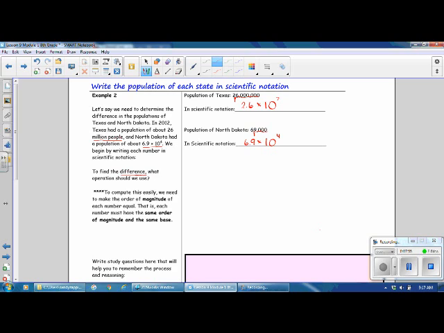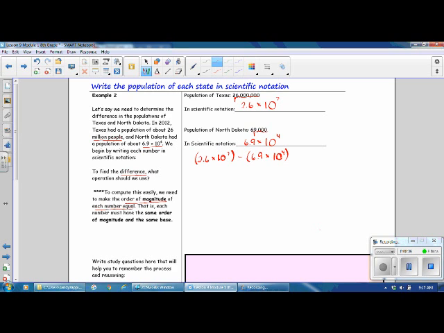Now we're ready to find the difference. So we have 2.6 times 10 to the 7th power, and we want to subtract 6.9 times 10 to the 4th power. In order to do the subtraction, the order of magnitude must be equal. That is to say, each number must have the same order of magnitude and the same base. Well, the base is the same. We have base 10 for both of those exponents, but the order of magnitude is different. So what we need to do is rewrite one of them so that it matches the other.